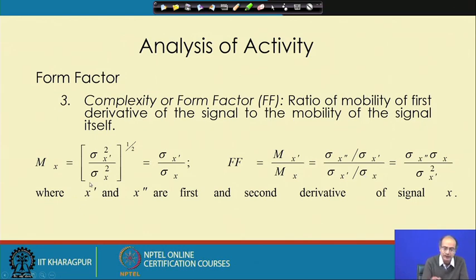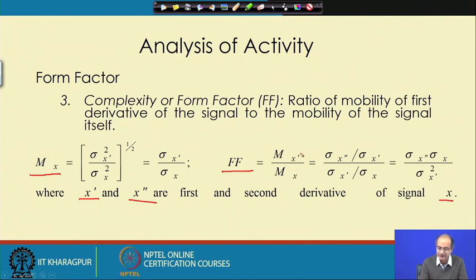Okay. So, let us look at the formulas to get it more clear. Before the form factor, we look at the mobility part of it. Mobility of the signal is computed by taking the activity of the signal and the derivative of the signal, where if x is the signal, then x dash is the first derivative and x double dash is the second derivative of the signal x. Taking the ratio of that activity and then the square root of that, we get the mobility of that signal, which is nothing but the ratio of the standard deviation of the derivative signal and the original signal. And then the form factor is the ratio of the mobilities of the first derivative of the signal and the original signal mobility.